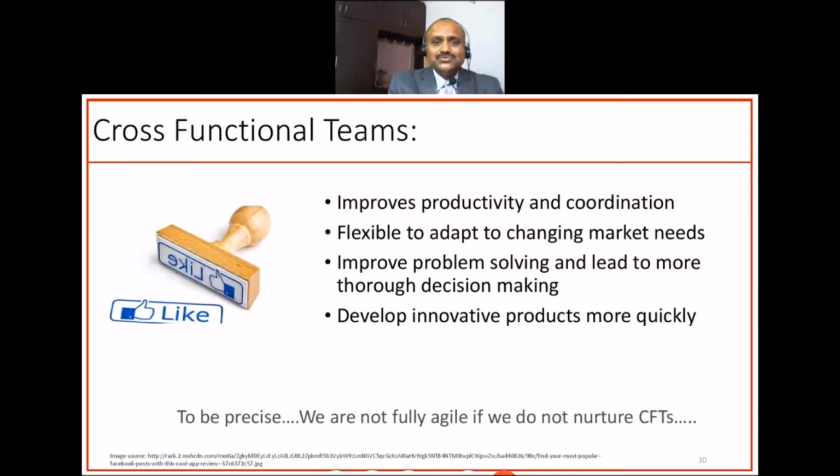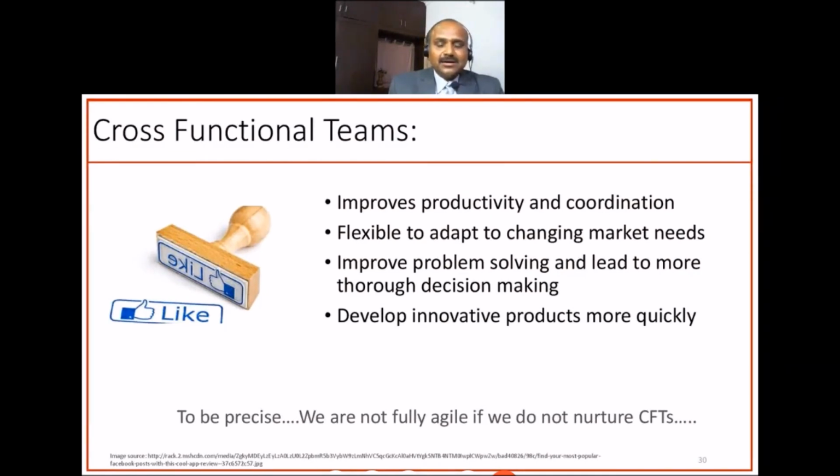What's the need? Why should we form cross-functional teams? Friends, it improves productivity and coordination. It gives the flexibility to adapt to changing market needs. Today, the market is changing at a rapid pace, and the business is required to meet the target set before the competitor meets it. That's why our teams need to be flexible to adapt to the changing market needs.